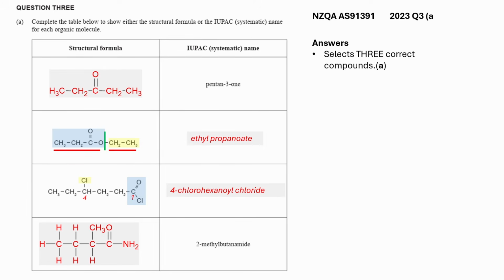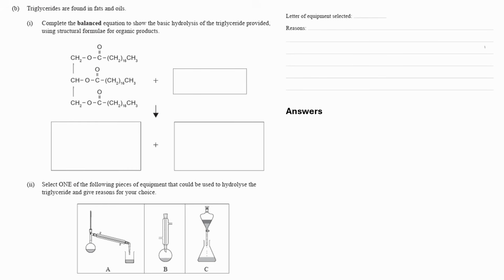Okay, answers. If you got 3 correct, achieved. That's it. So it's just an achieved question. Okay, triglycerides are found in fats and oils, sometimes called triesters.